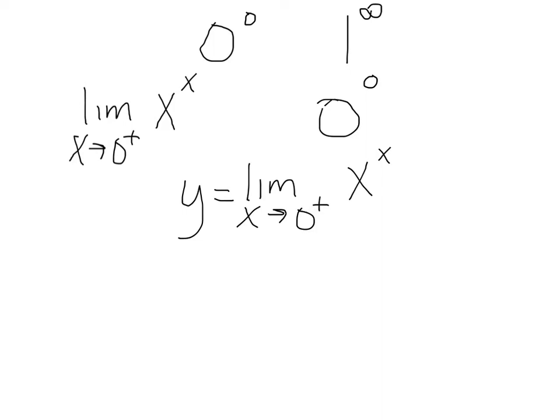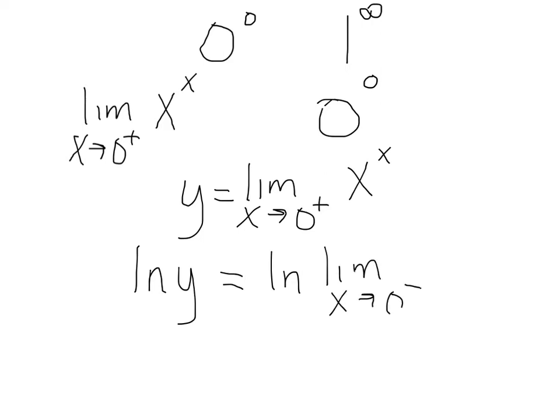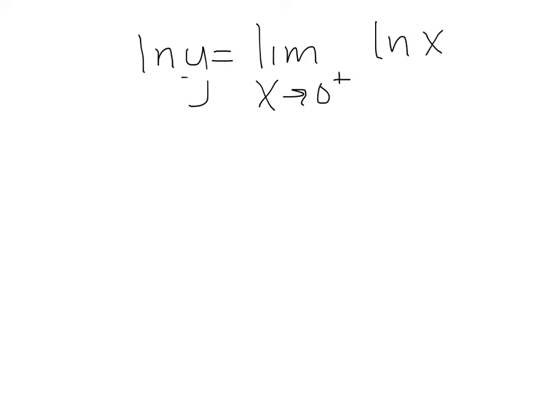So now that we have an equation, we're going to take the natural log of both sides. So we'll have the natural log of y is equal to the natural log of the limit as x goes to 0 from the right of x to the x. And one of our limit laws says that we can switch the natural log and the limit. So we can say that the natural log of y is equal to the limit as x goes to 0 from the right of the natural log of x to the x.